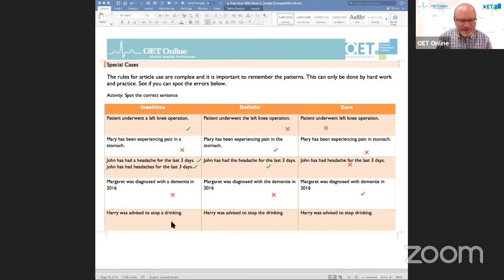Harry was advised to stop drinking. Harry was advised to stop the drinking. Harry was advised to stop drinking. Maybe you remember before where we saw the gerunds, the rule with gerunds. Gerunds don't normally have an article before them. Okay, let's do a couple more like this.